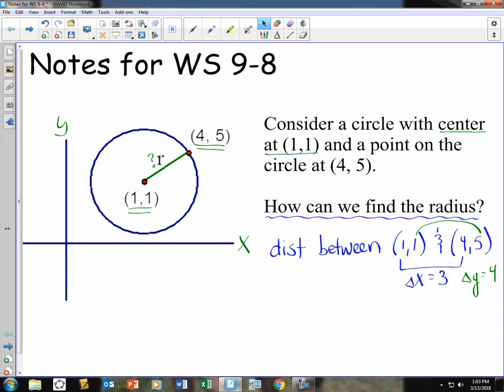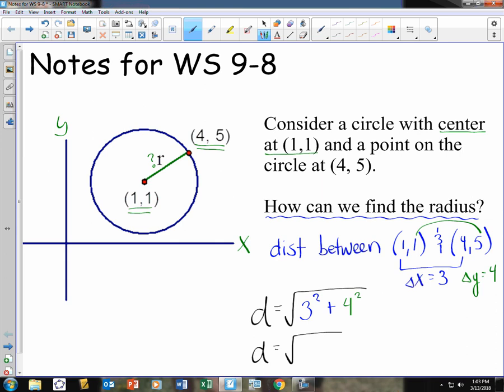And so I know that the distance is the square root of the change in x squared, so 3 squared, plus the change in y squared, so 4 squared. And that would mean that the distance is the square root of 9 plus 16. And so that is the square root of 25. Oh, yay! 5. It worked out nice and easy. So now we just figured out that the radius is equal to 5.